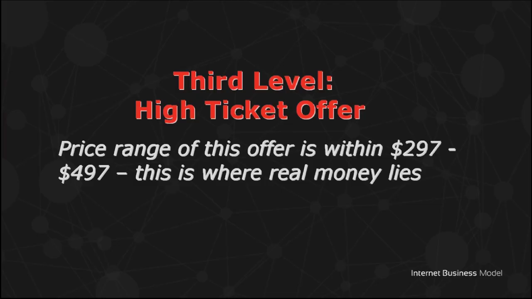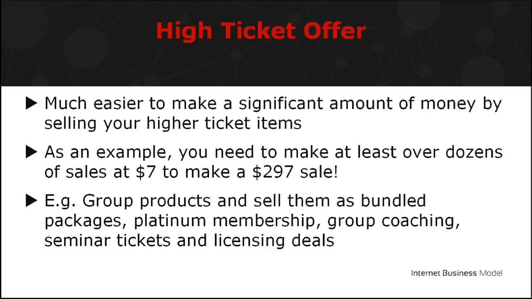The third funnel is one of our favorites, and it's called the high ticket offer. The price range for this offer lands within $297 to $497. This is where the real money lies. It's much easier to make a significant amount of money by selling your higher ticket items. As an example, you need to make at least 42 sales at $7 to make just one $279 sale. You can group products and sell them as bundled packages, platinum membership, group coaching, seminar tickets, and licensing deals.